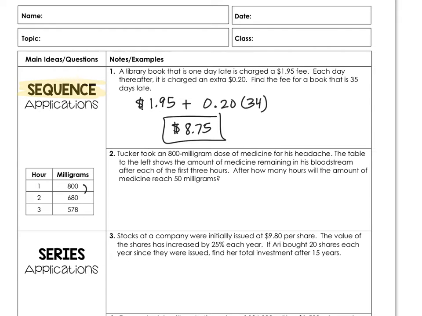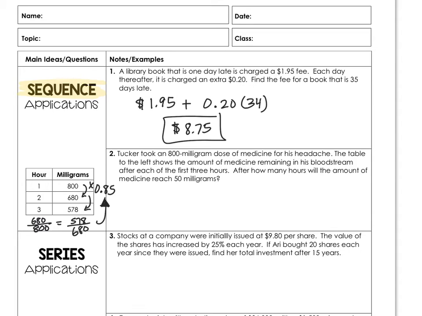Yeah. Because notice it's going down here. If we divide this out, what are they multiplying by here? 0.85. They're multiplying by 0.85. And if you're not sure how to figure that out, just take the second term, which is 680, over the first term, and just divide that out, and that'll give it to you. And just double check to make sure, because that should be the same as, say, 578 over 680. You can just make sure you get the same thing, and you'll know it is the r, because the r has to be the same.